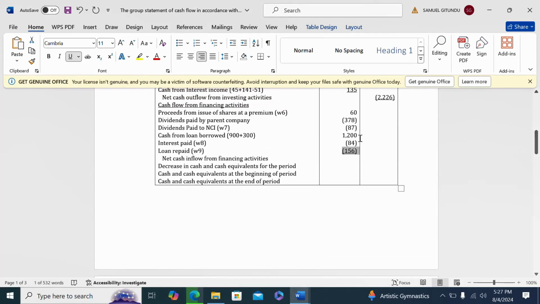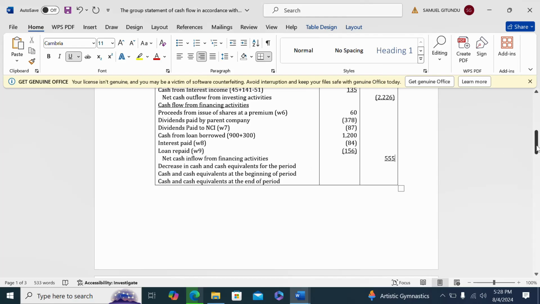So if we add all of these, we are going to get net cash inflow from the financing activities. So 60 plus 60 minus 378 minus 87 plus 1200 minus 84 minus 156. I'm getting 555. So I'm getting 555 as the net cash inflow from the financing activities.